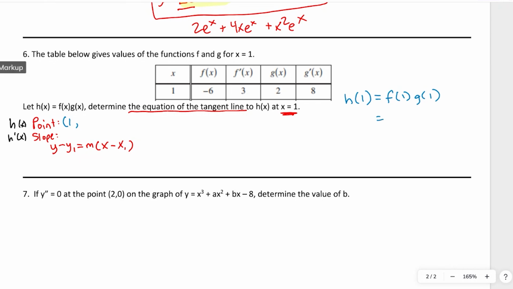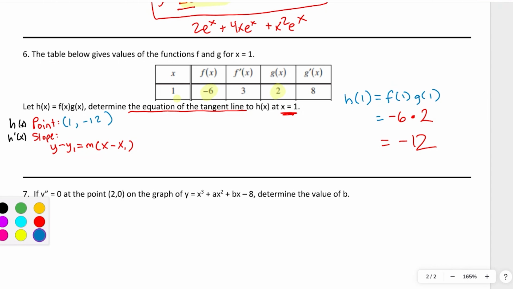Well, f of 1 we can find in the table right here. F of x, when x is 1, f of 1 is negative 6. And g of 1 can be found right here. G of x, when x is 1, is 2. So negative 6 times 2 is going to be negative 12. So that's going to be the y coordinate of this point. And that is the point on h that we're trying to find the line that's tangent to.